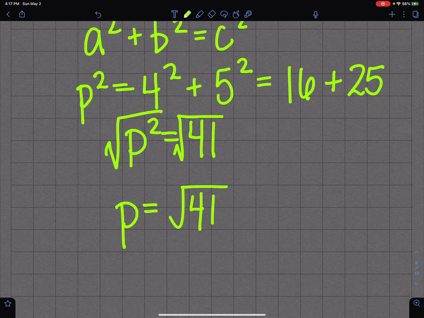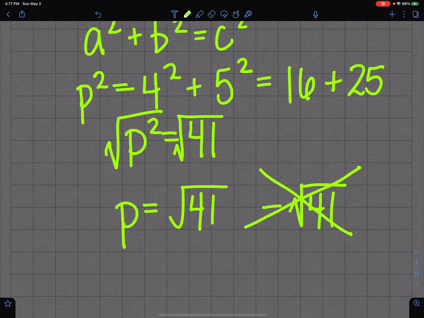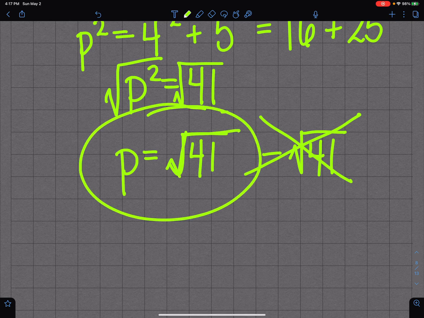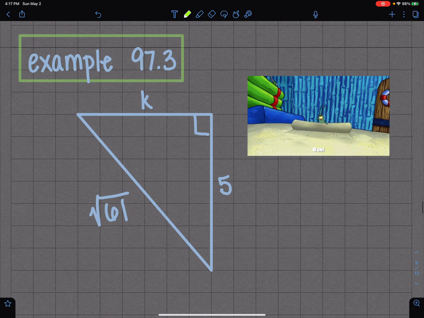Or it could be the negative square root of 41. But then we're going to reject that because there's no negative length. But technically it could be plus or minus the square root of 41. And you don't have to actually find the square root of 41. You can just write it like this, and that's your answer. You could put it in a calculator if you want, but you can just leave it like that. P is the square root of 41. Easy peasy, right? Okay, let's do another one.